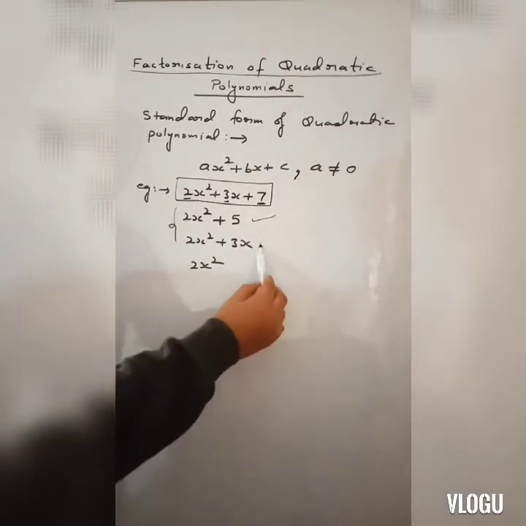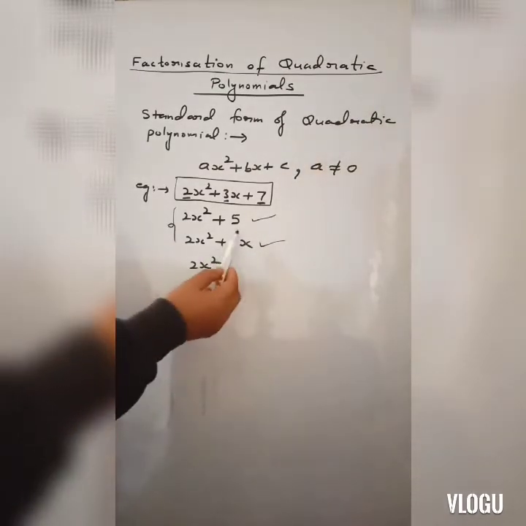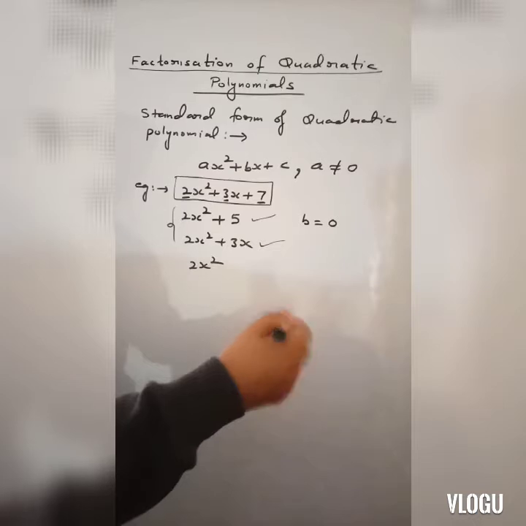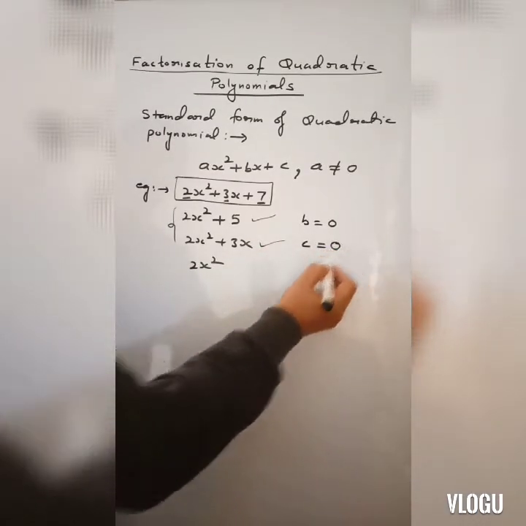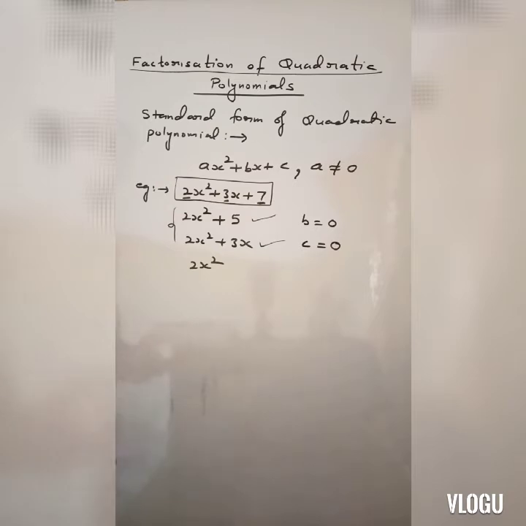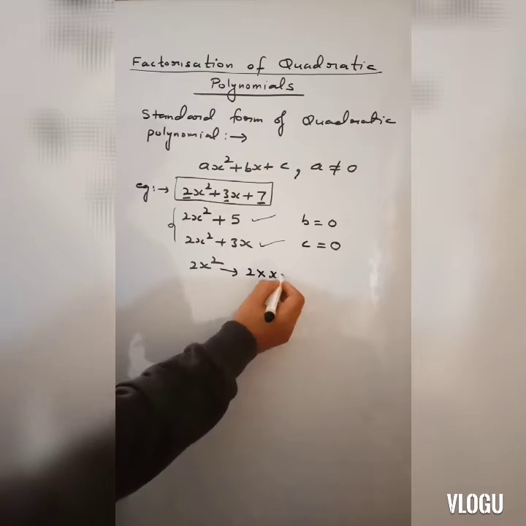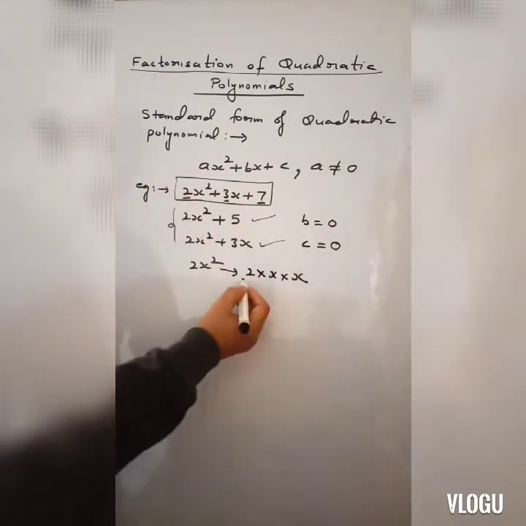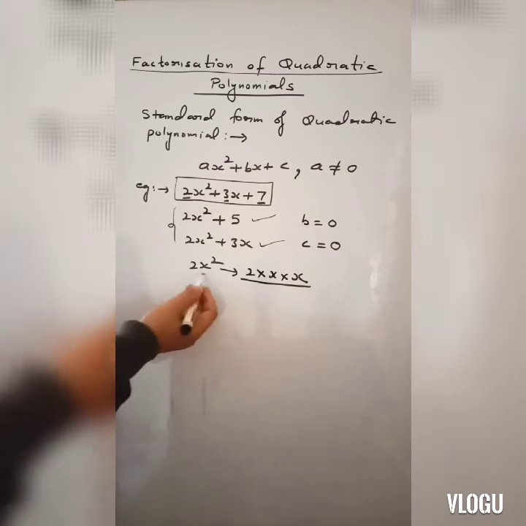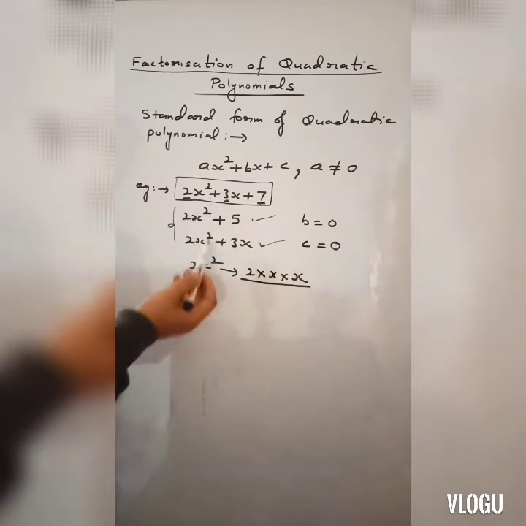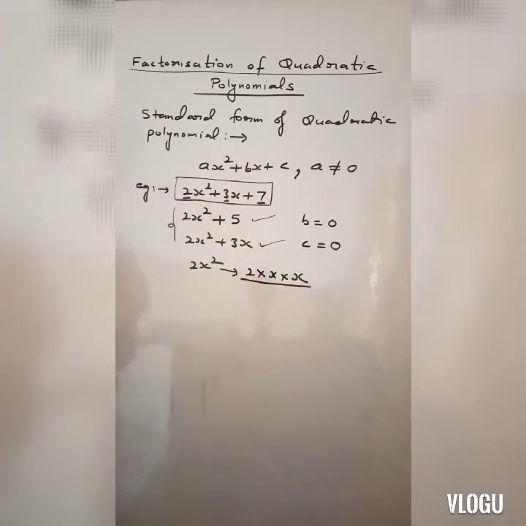For these we have different methods: when b is 0 we have one method, and when c is equal to 0 we have another method. One by one we'll discuss all these methods, how to factorize quadratic trinomials and quadratic binomials, right? Factorization means expressing your quadratic polynomial as a product of its factors. That is called factorization, right? So we will see how we can factorize these trinomials and binomials.